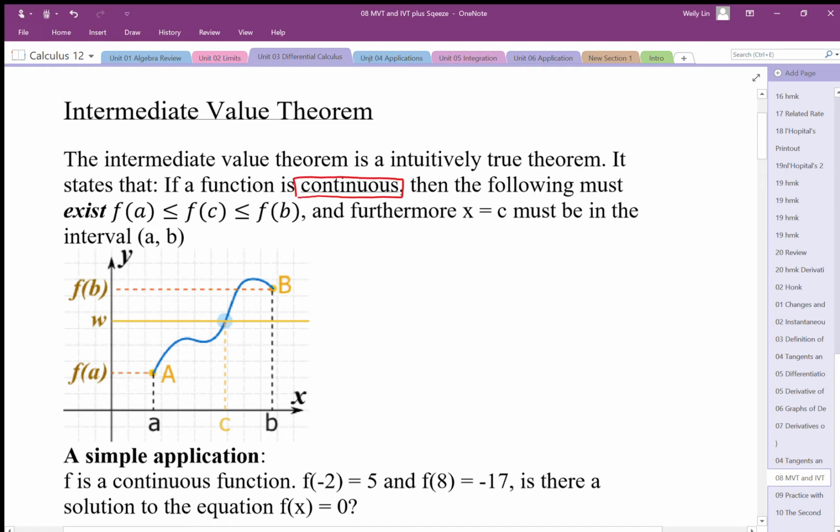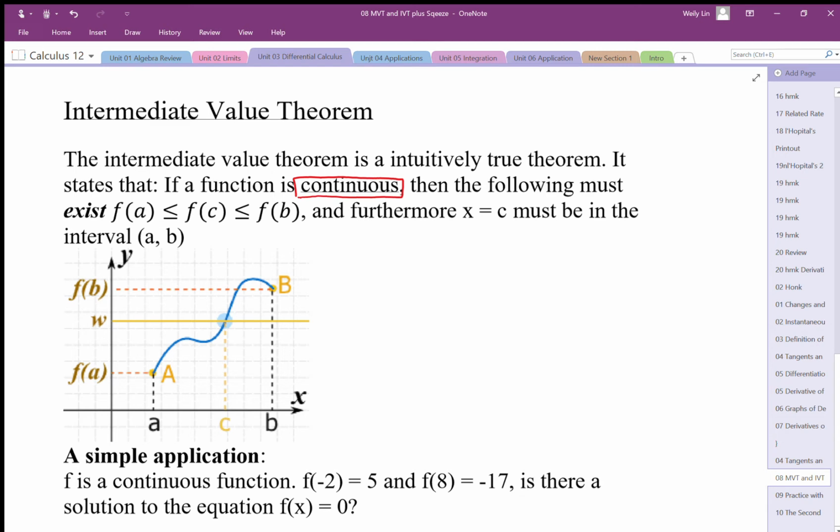But if a function is continuous, what we can say then is, if we know we have two points, A and f of A, and the second point B, f of B, we know there must exist some point W in here, some point that's in between these two y coordinates, and we know that that coordinate must exist somewhere between A and B. Okay? So that's what the intermediate value theorem is stating. So it's a fairly straightforward condition.